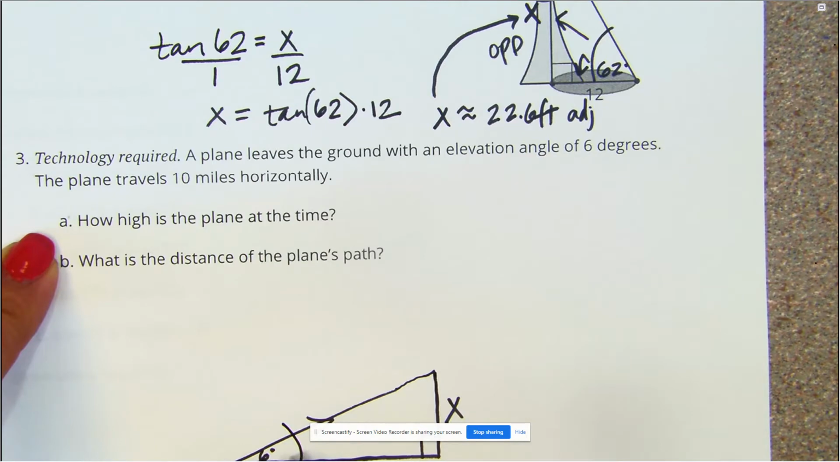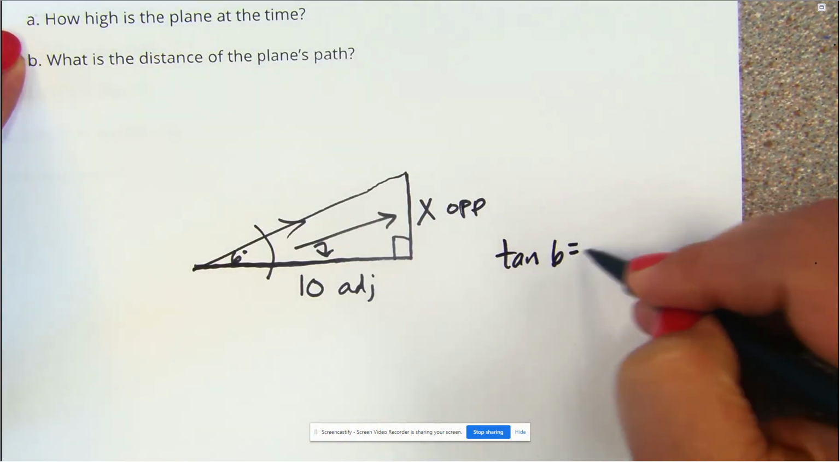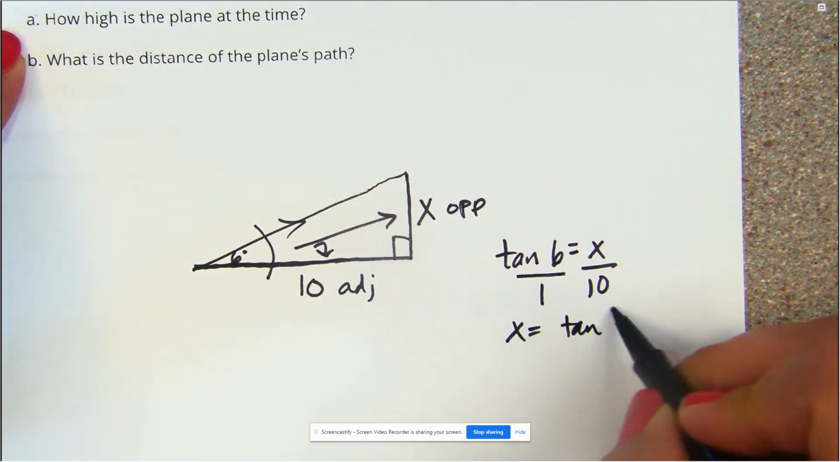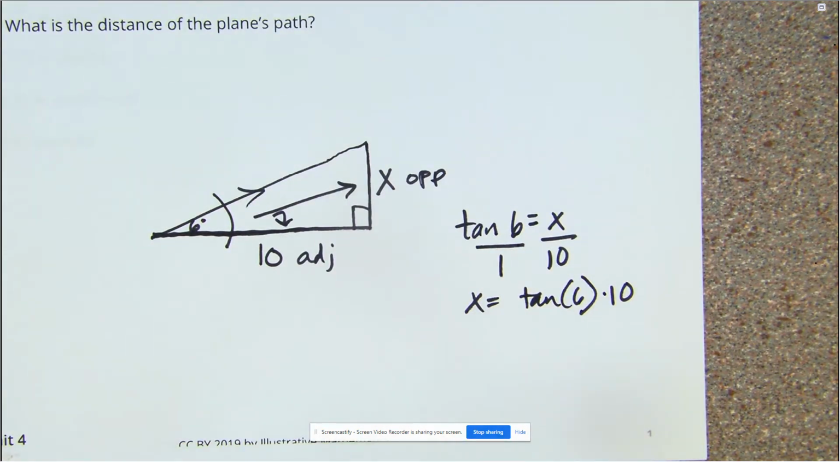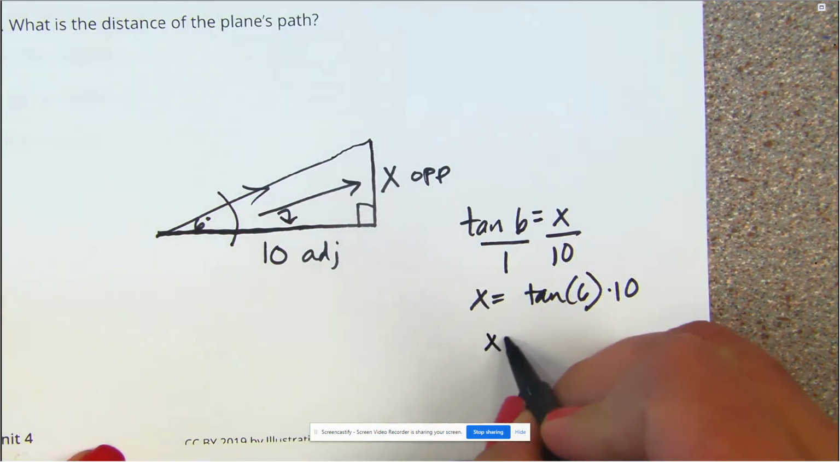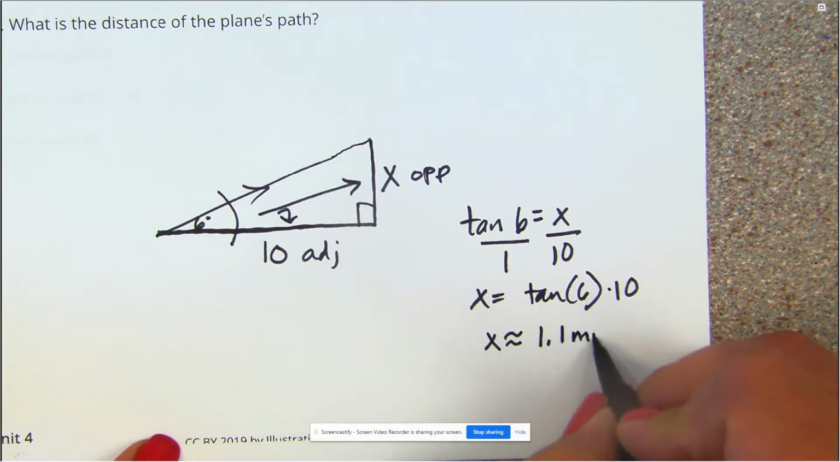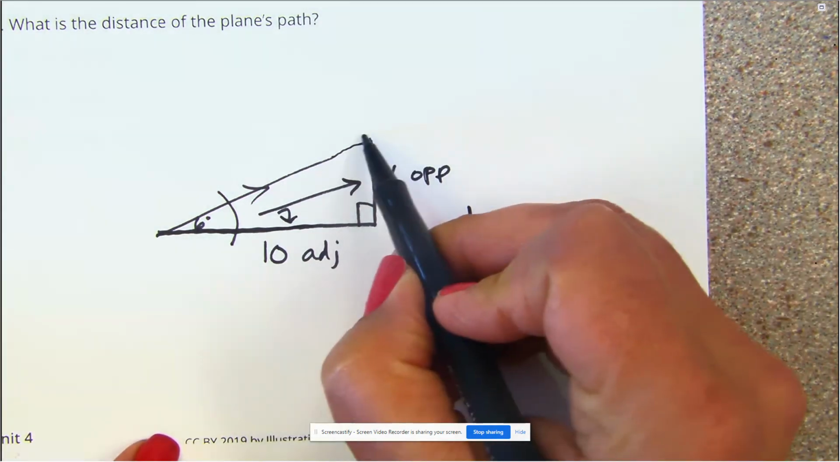So we've got 6 degrees, we've got opposite, and we've got adjacent, which is tangent again. So we've got the tan of 6 is x over 10. X equals the tangent of 6 degrees times 10. Type that into my calculator. The tangent of 6 times 10. The plane is approximately 1.1 miles vertically. It's right here right now.